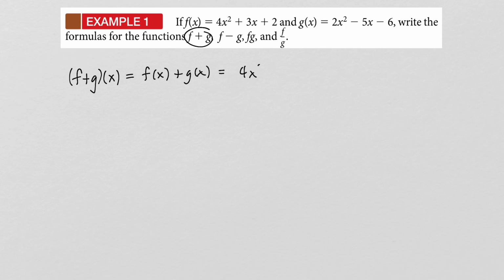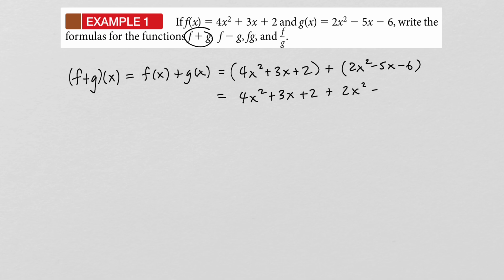F of x is the function 4x squared plus 3x plus 2, and we are adding that to the function g of x, which is 2x squared minus 5x minus 6. To add these functions, we just simply remove the parentheses because the parentheses aren't doing anything anyway. And then from there, we can combine like terms here, like terms here, and finally, like terms here.